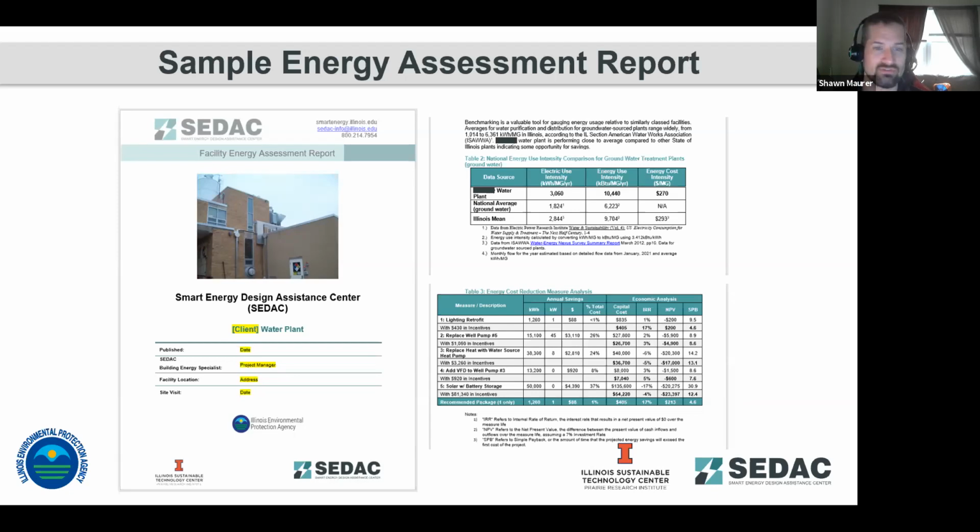And then right after that, you're going to see a summary table of the measures that we've looked at for your facility. It's going to detail your energy savings, your cost savings, the capital cost of those measures, and the appropriate economics. Usually we're looking at simple payback, before and after incentives, and what the incentive amount that we've identified for that measure will be.